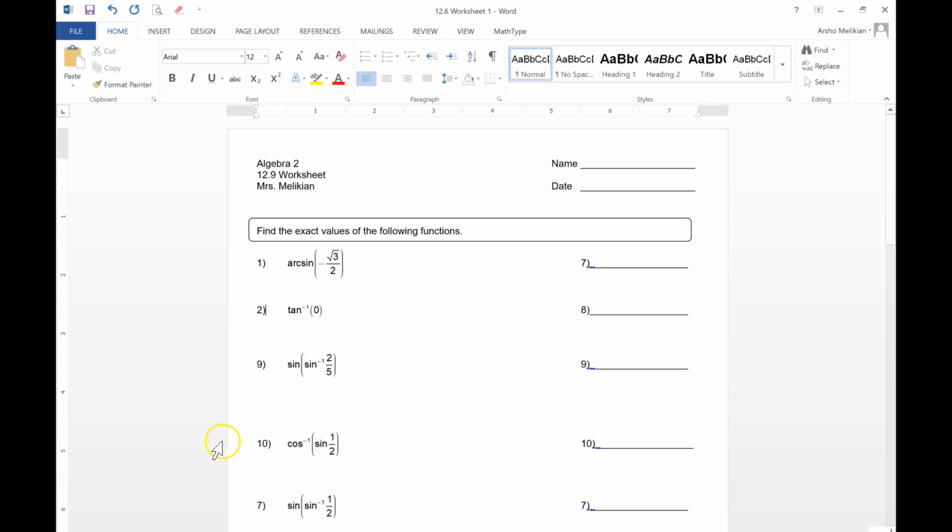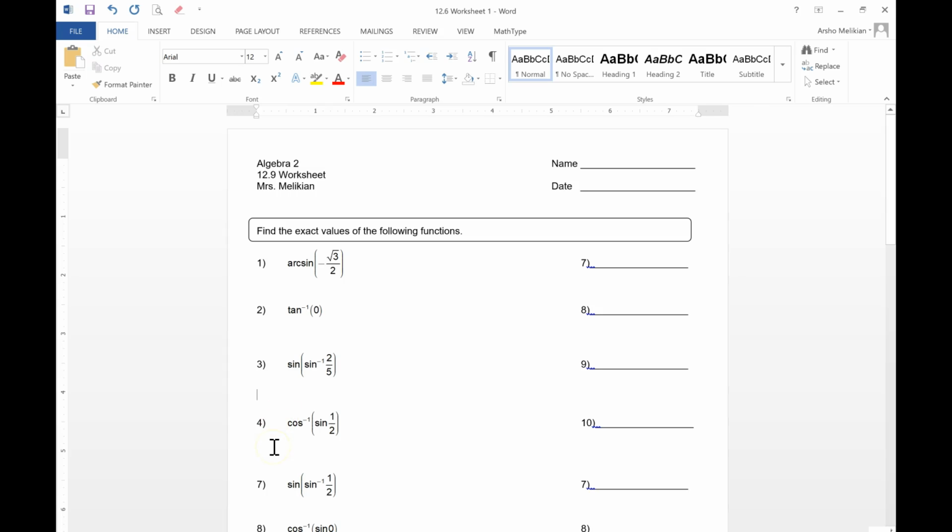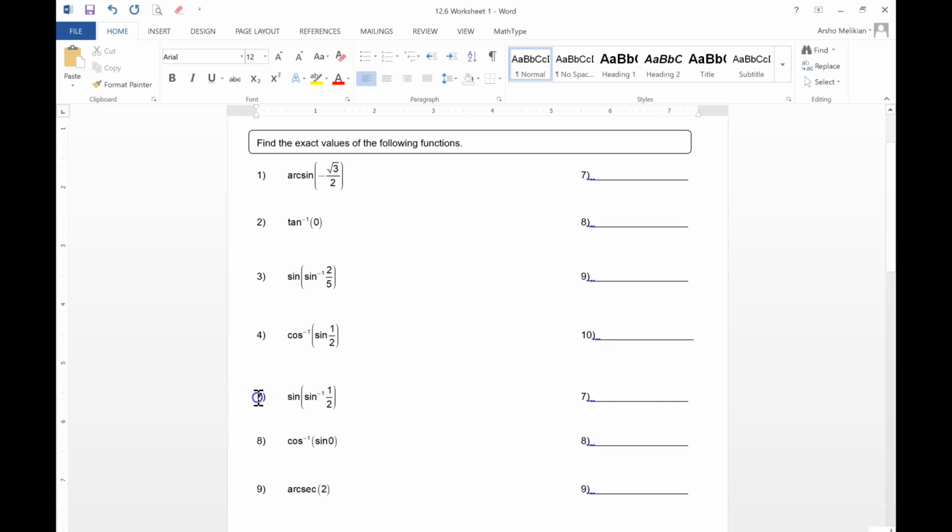So if it's a negative, you have to make sure it's in the proper quadrant. So for sine and tangent, it's in quadrant 4. But for cosine, it's in quadrant 2. So what if it's negative on cosine? Then you have to make sure that it's in quadrant 2. So it's somewhere from like pi over 2 to pi. It has to be in quadrant 2.